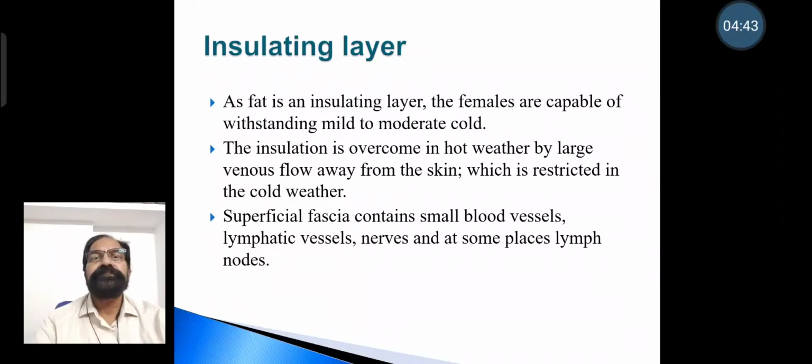Insulating layer. As fat is an insulating layer, females are capable of withstanding mild to moderate cold. The insulation is overcome in hot weather by large venous flow away from skin, which is restricted in cold weather. Superficial fascia contains small blood vessels, lymphatics, and nerves, and at some places lymph nodes.